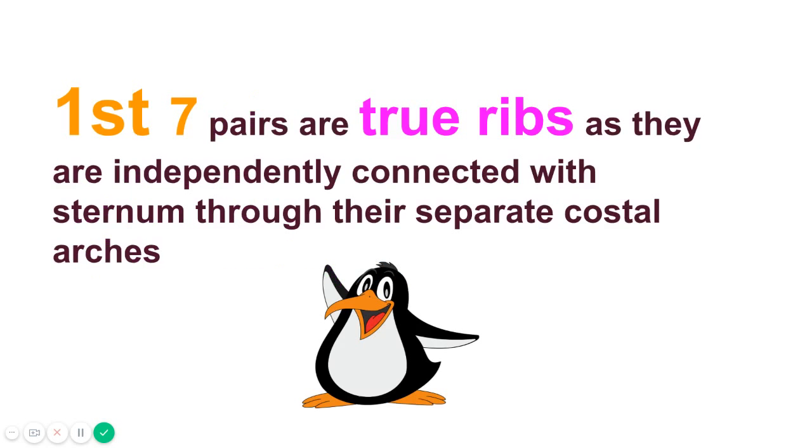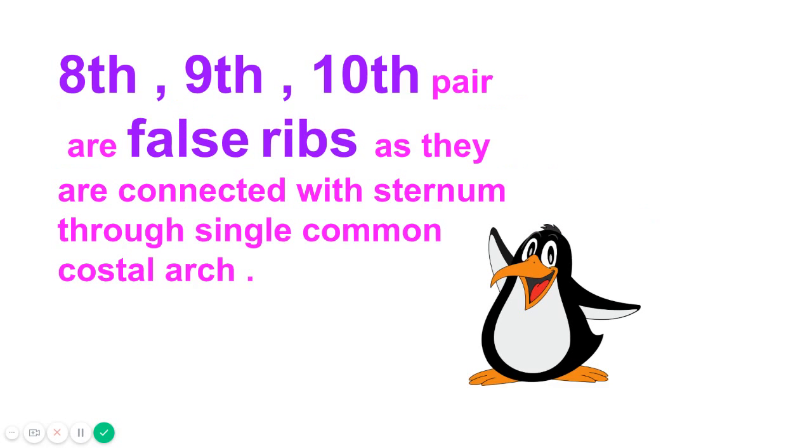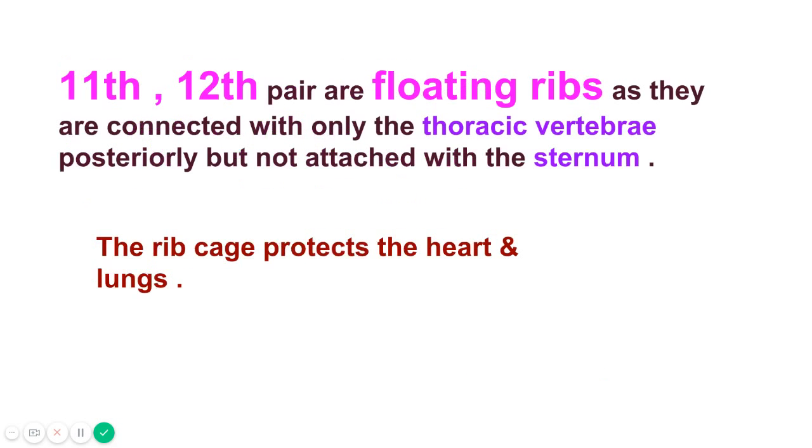The first 7 pairs are true ribs as they are independently connected with the sternum through their separate costal arches, whereas 8th, 9th, and 10th pair are false ribs as they are connected with the sternum through a single common costal arch. 11th and 12th pair are floating ribs as they are connected with only the thoracic vertebrae posteriorly but not attached with the sternum, that is the breastbone. The rib cage protects the heart and lungs.